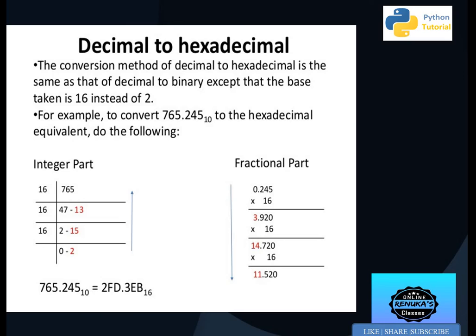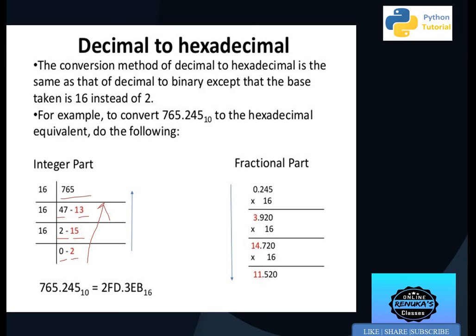Now again comes decimal to hexadecimal. The same procedure we have to follow. Divide the integer part by 16, take the quotient and remainder. Quotient is 47, remainder is 13. Again 16, 2, 15, 16, 0, 2. So we have to write in reverse order, that is 2, 15, 13.